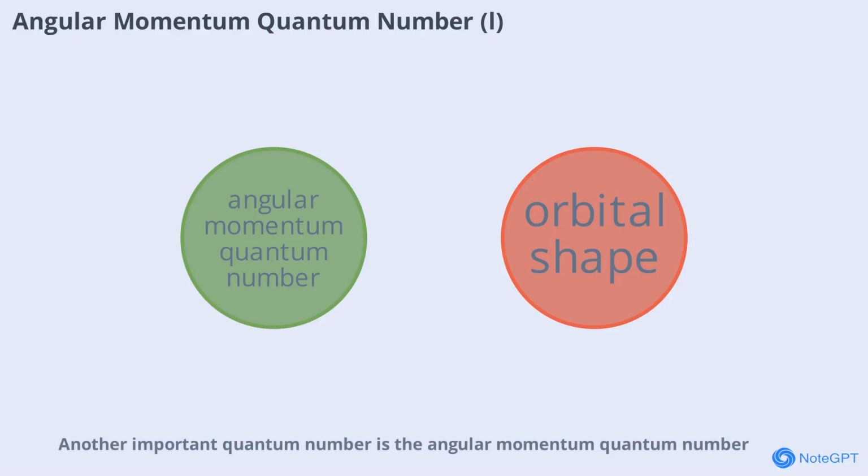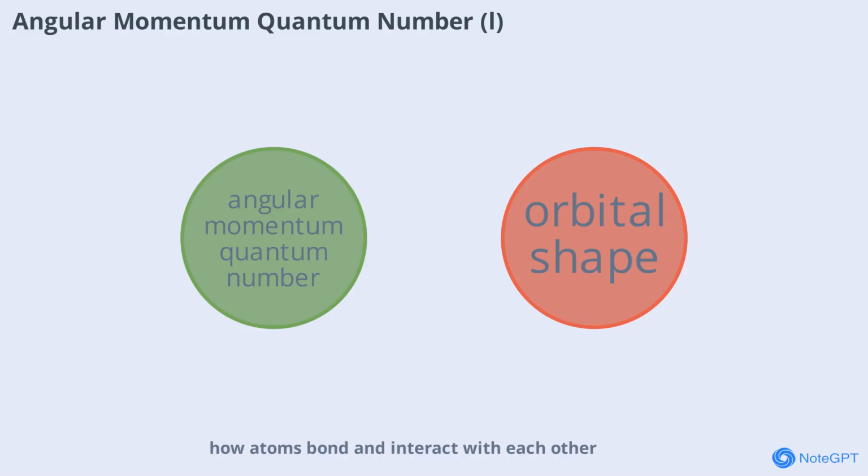Another important quantum number is the angular momentum quantum number, represented by l. This number determines the shape of the orbital. For each value of n, l can range from 0 up to n-1. Each value of l corresponds to a different type of orbital: s, p, d, or f. These shapes play a significant role in how atoms bond and interact with each other, influencing the chemistry of the elements.